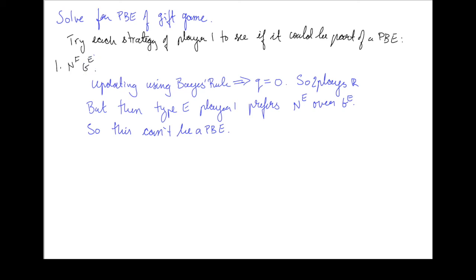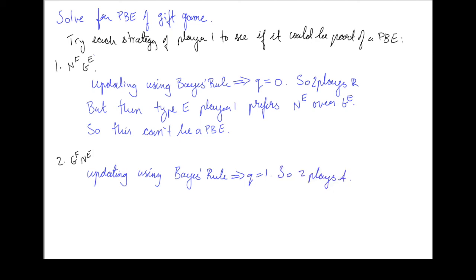Now let's try GF and NE. Again, updating using Bayes' rule will tell us that Q has to be 1, because the only type giving is the friend type. The enemy type doesn't give. So the only way you end up at player 2's information set is if player 1's type was friend. Given that Q is 1, player 2 is going to play A.